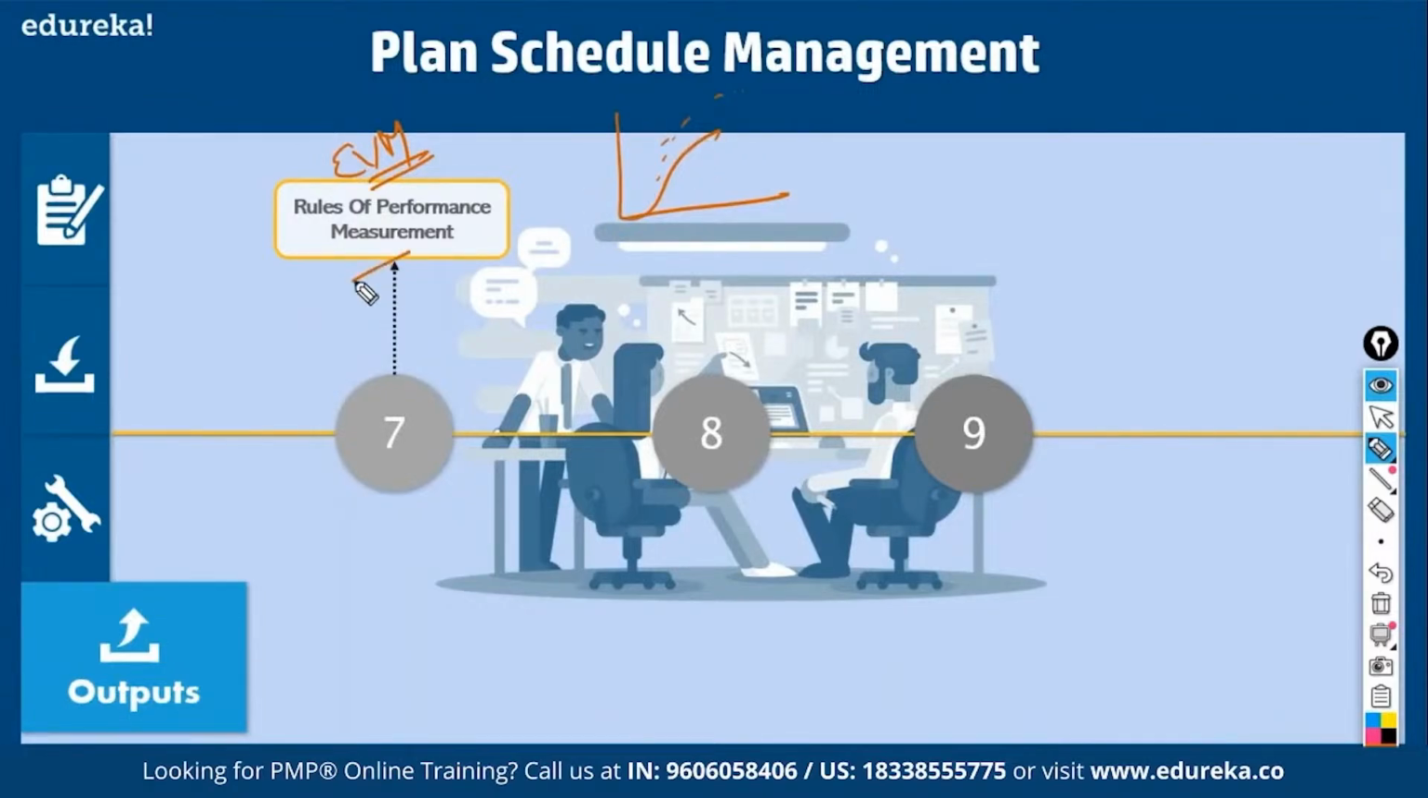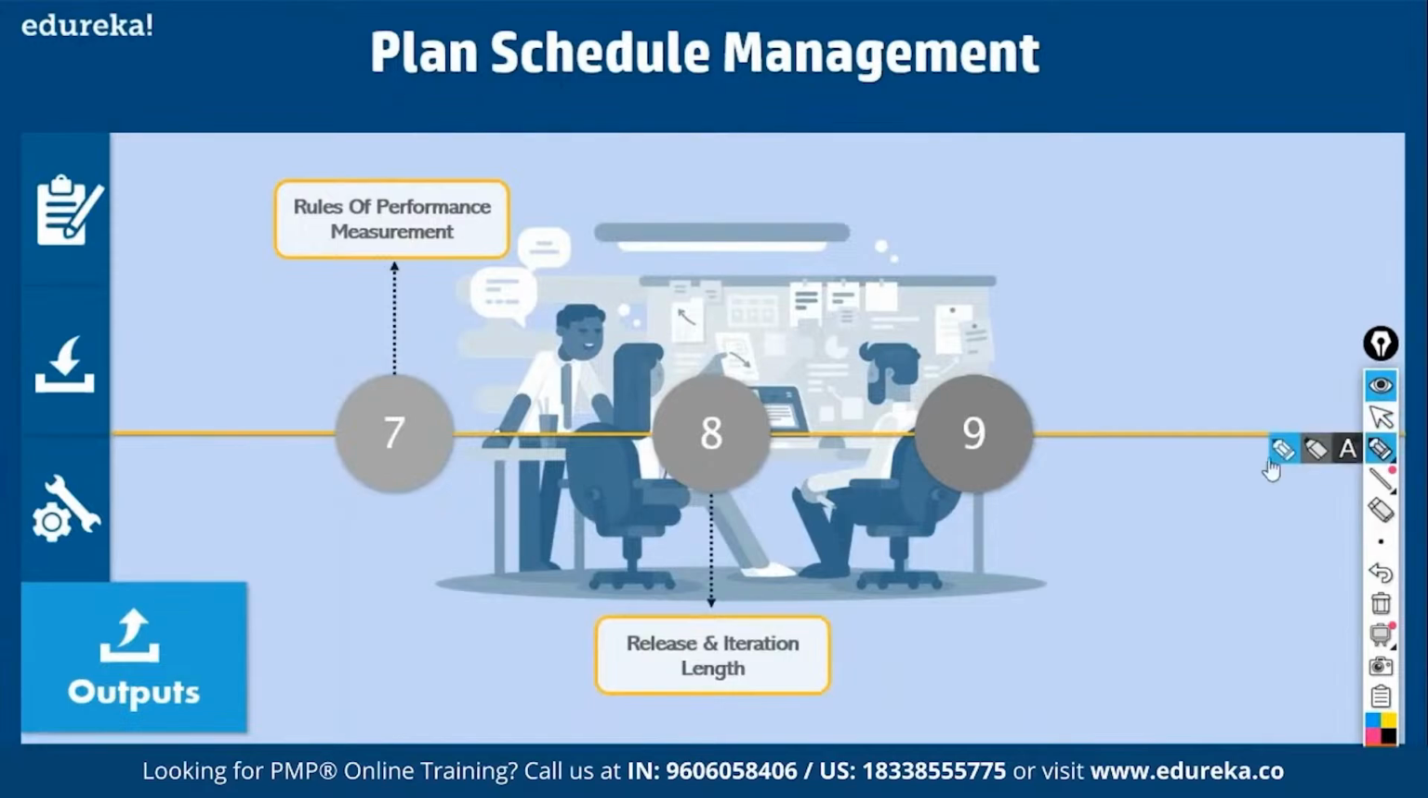So those roles are mentioned in the schedule management plan. So this is a process that gives you a schedule management plan. Okay, fine. Then release and iteration length. See, you have a bit of agile combined here. So it tells you what is an iteration. See, in agile projects, you have time box iterations.